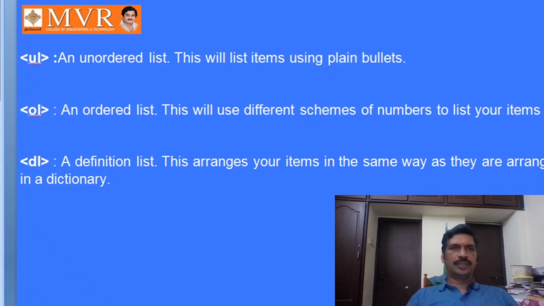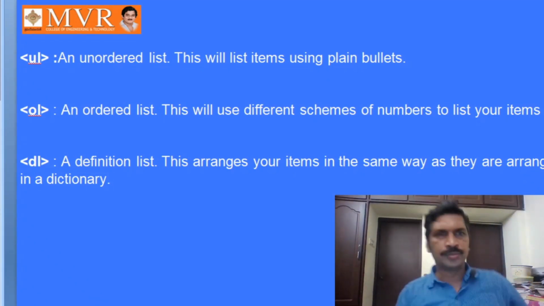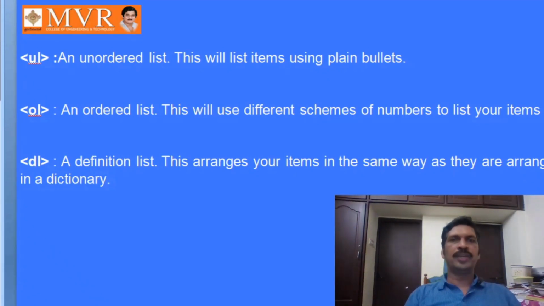What is a list? A group of related items is called a list. In HTML, this list can be handled by 3 types of elements. The first one is UL, /UL. This is a paired element. Paired means starting tag is there, ending tag is there. An unordered list will list items using plain bullets.